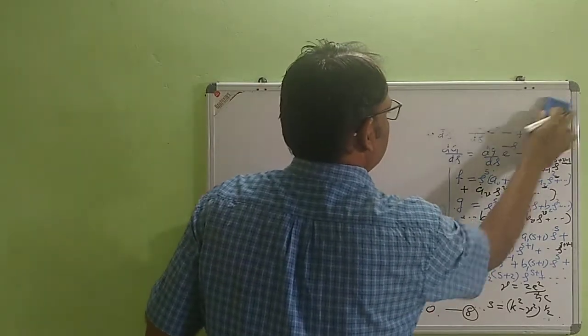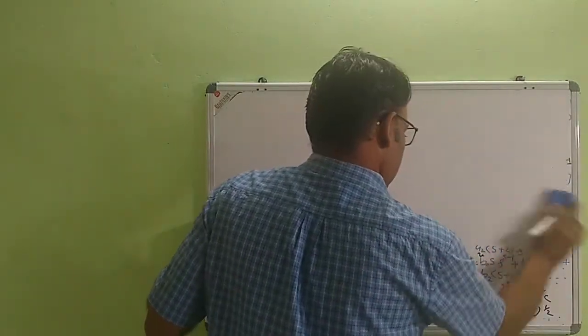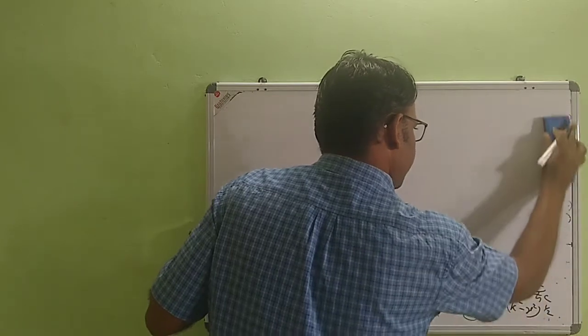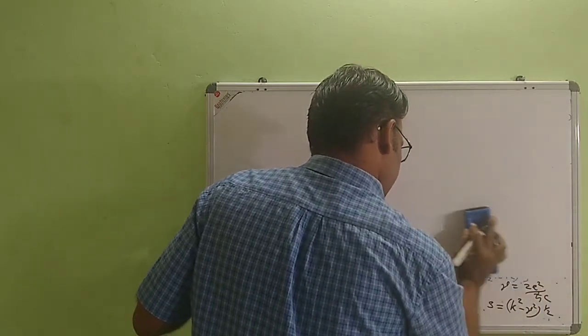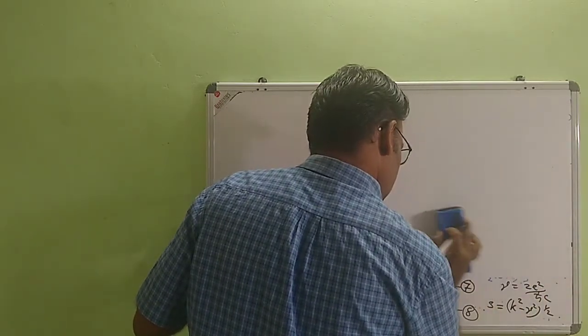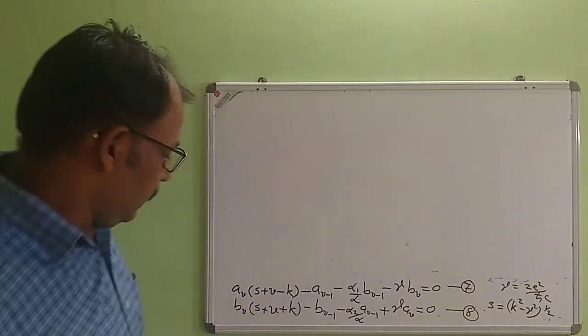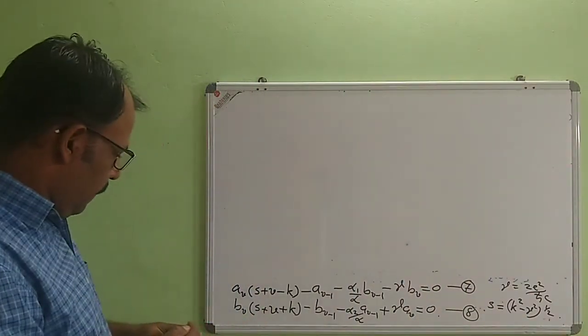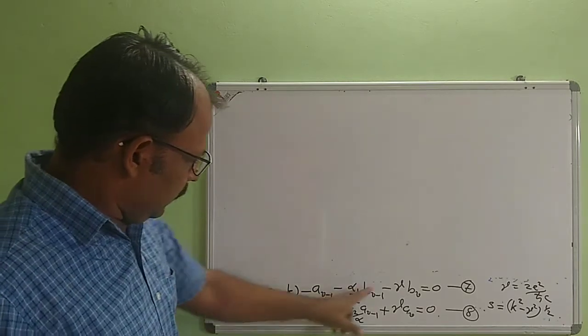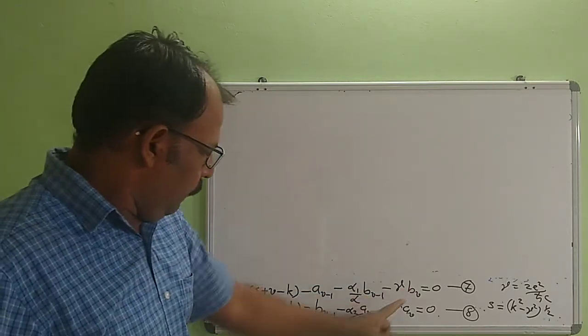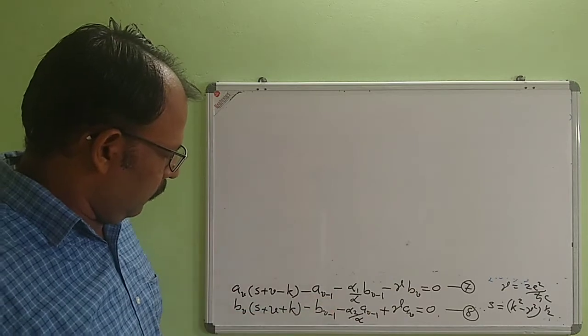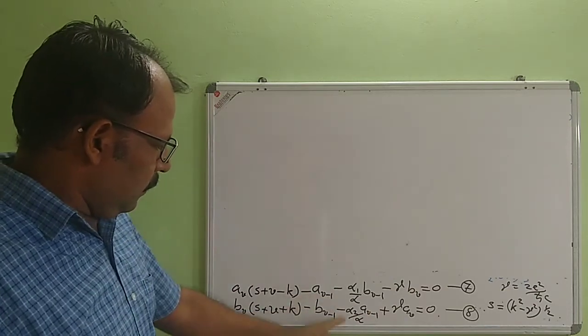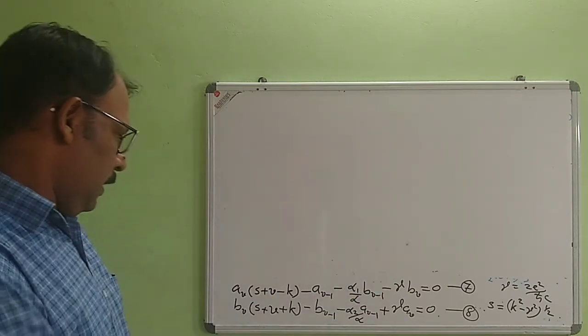Now we find the relation connecting the coefficients AB and BB. For finding the relation connecting AB and BB, the AB minus 1 terms should cancel each other. Also BB minus 1 should cancel each other.